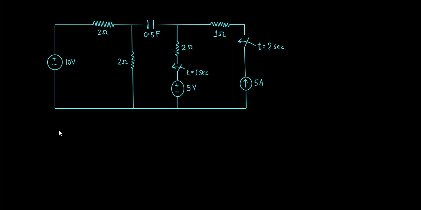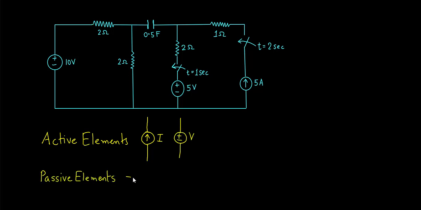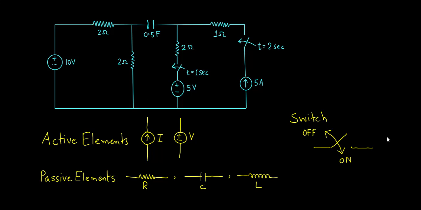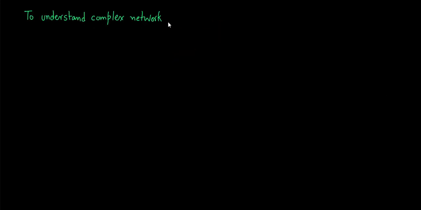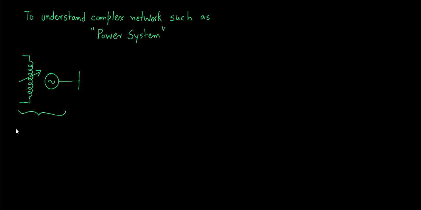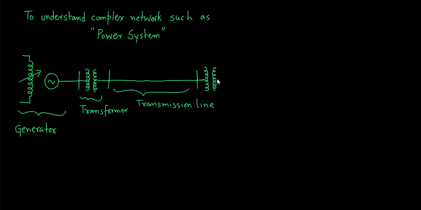This is what a basic electrical network looks like. It contains active elements such as current and voltage sources, and passive elements such as resistors, capacitors, inductors, and switches. To understand complex networks such as a power system, which contains generators, transformers, transmission lines, loads, and a ton of different equipment, and to perform analysis such as steady state analysis and transient analysis, it's very important to understand electrical networks.